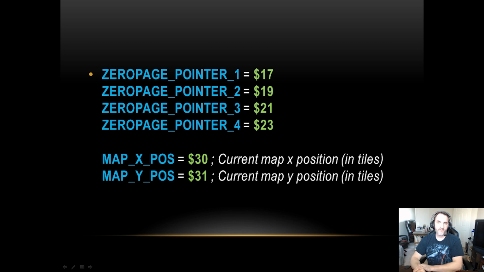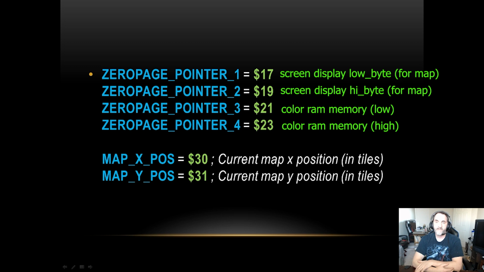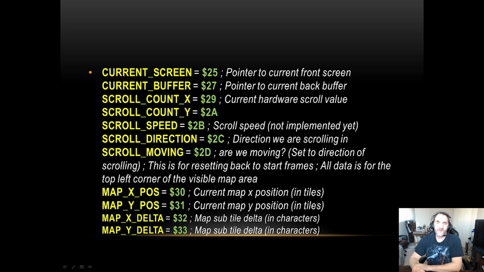And here are some zero-page pointers that will be used for a lot of different things. For example, in Project 1, we used them when we were drawing the map. Pointer 1 and 2 are used for the screen displays, and 3 more likely is the color. 4 has its other uses, but those are the main things. And in this series, they'll be used a lot while scrolling the screen. Now here are a lot more variables that are new. You can see there's current screen, current buffer, scroll count X, scroll count Y, scroll speed, scroll direction, scroll moving, map X pos, map Y pos, map X delta, and map Y delta.